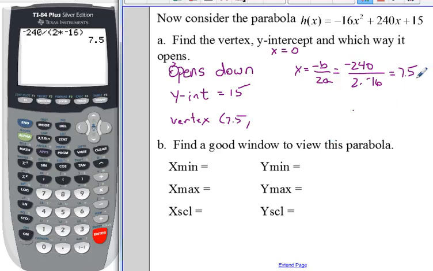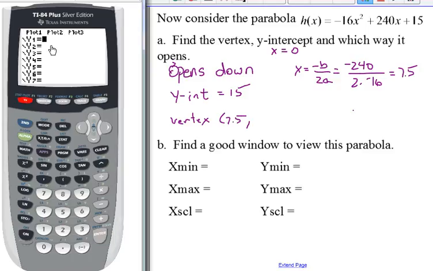One way to get the y coordinate is to just plug it in this formula and type it all in our calculator. But another way is to use the table feature, and we might make less mistakes doing that. So to use the table feature, I need to put my equation into y1. So negative 16x squared plus 240x plus 15.